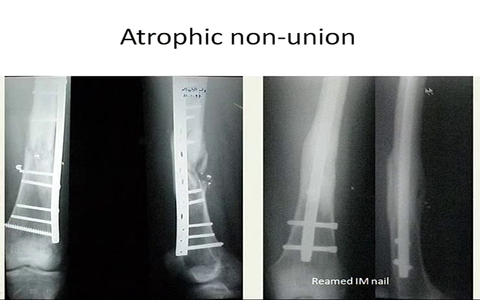In atrophic non-union, this patient was treated with a plate. This is a firearm injury, and it failed to unite. It is an atrophic non-union. Removal of the plate and putting a reamed intramedullary nail here solved the problem, and we got consolidation. The bone dust produced by reaming is some sort of a stimulus of osteogenesis.